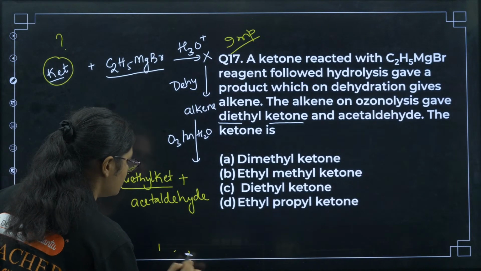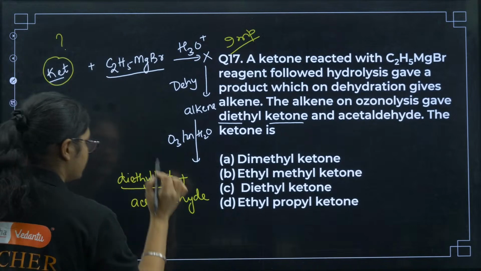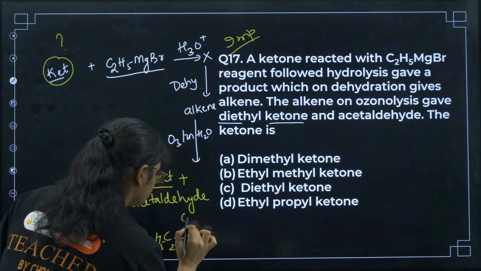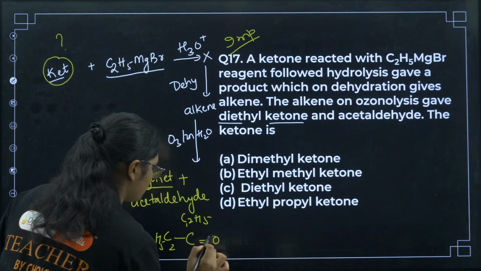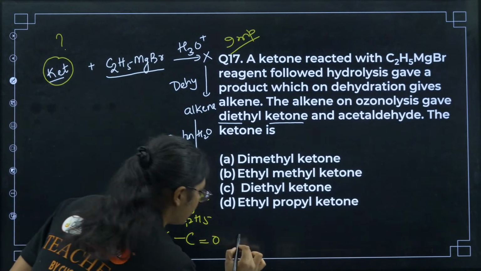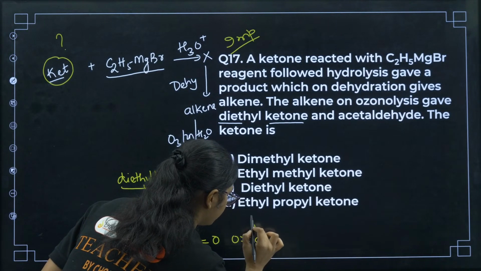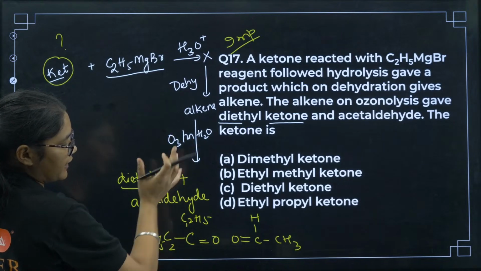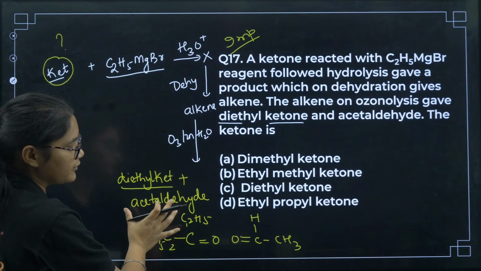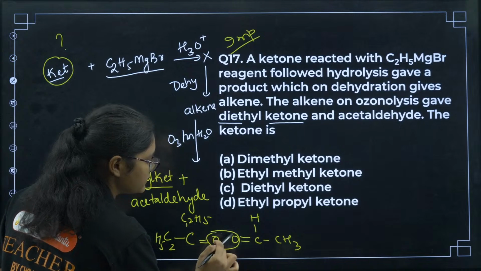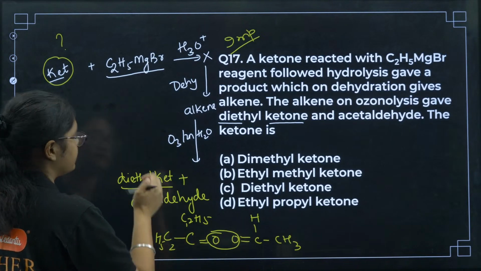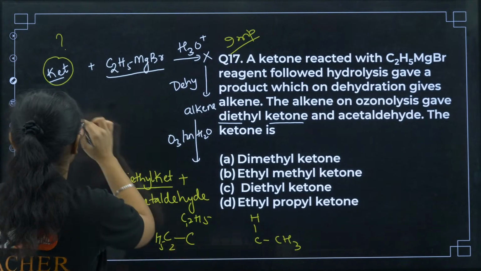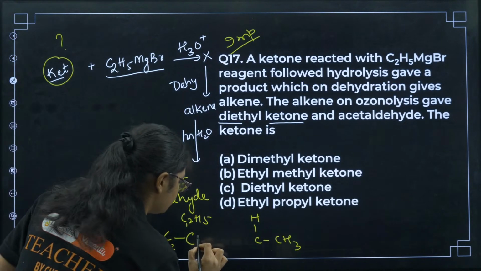I have to first draw diethyl ketone. So I have C2H5, C2H5, double bond O. This is diethyl ketone, and then I have acetaldehyde. I am drawing like this. This is my acetaldehyde. Whenever you want to find the alkene from the ozonized product, you just have to remove this double bond, the two oxygens, and connect this one with a double bond. So what do I get if I remove this? The alkene that I am forming is this one.